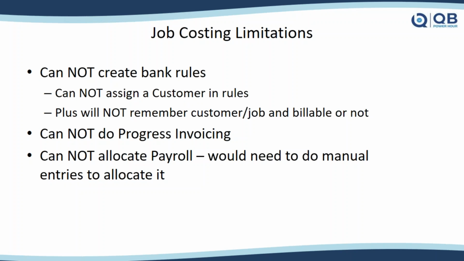So reviewing a couple limitations, and we've got one more poll question, then we'll do some more questions. Some of the limitations: you cannot do the bank rules. This one is wrong. I'm sorry, I pulled an old slide. You can do this now. You can assign that customer. Oh wait, you can assign it in the rules, but you can do it on each individual transaction. Okay. You cannot do progress invoicing at this time or allocate the payroll. So the progress invoicing and the payroll are two of the limitations at this time. You'd have to do entries or look to a third-party app for some of those things.